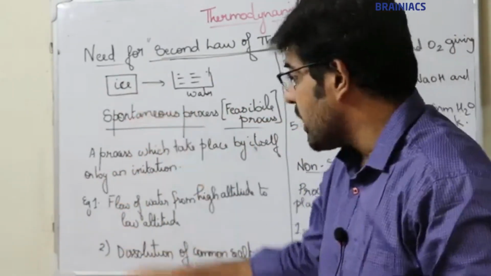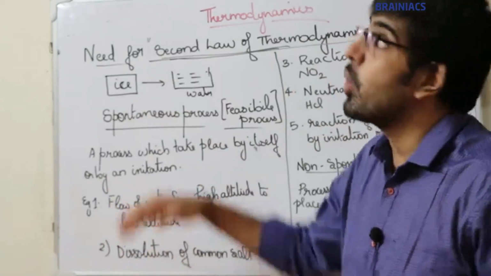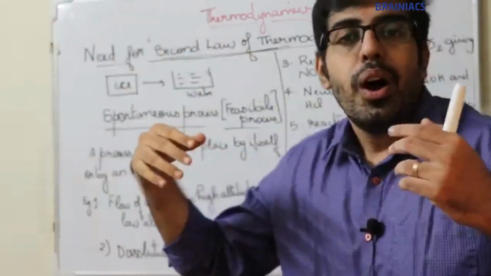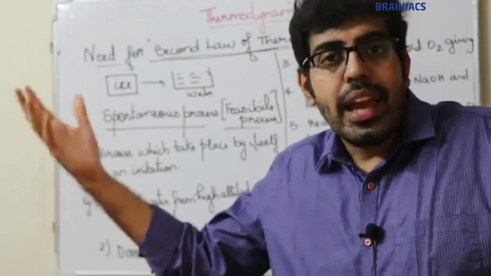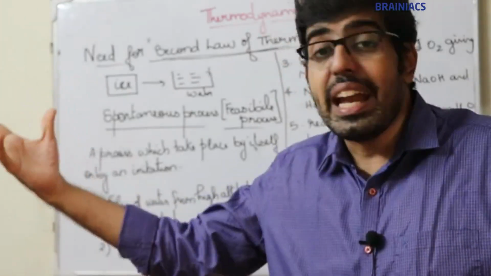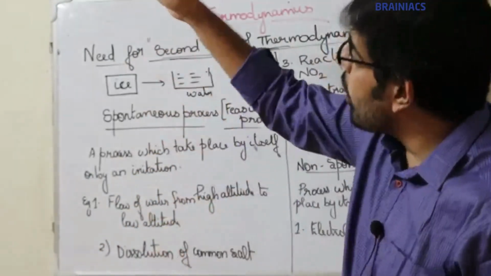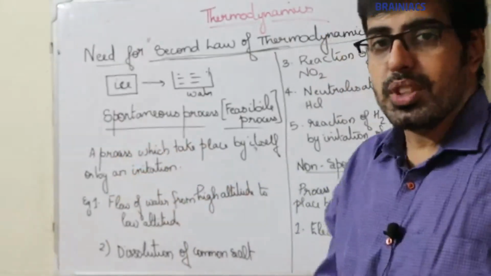A few examples of spontaneous processes: flow of water from high altitude to low altitude. Water will flow from high altitude to low altitude by itself. It doesn't need any external pressure or any external force, right? So flow of water from high altitude to low altitude is an example of a spontaneous process.